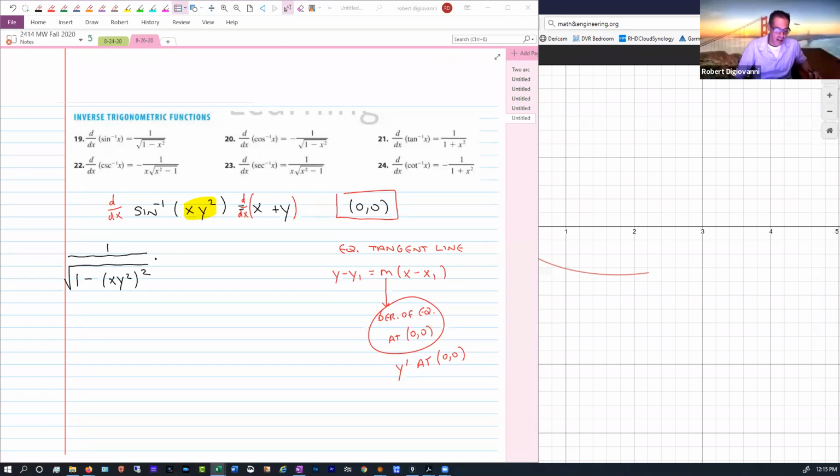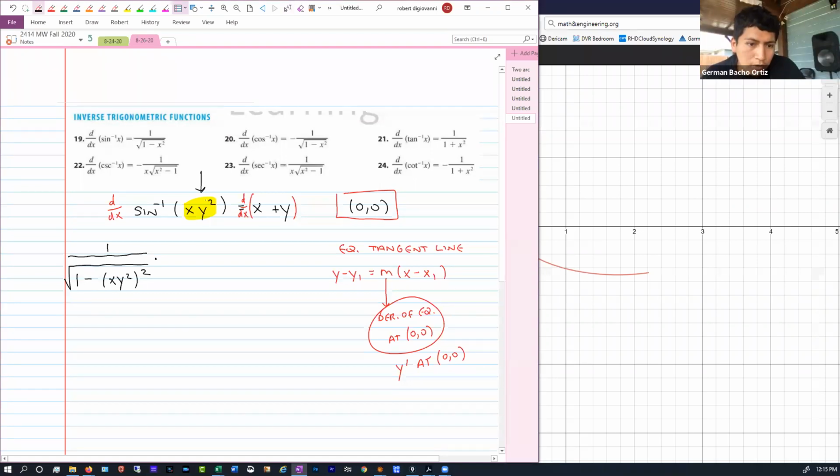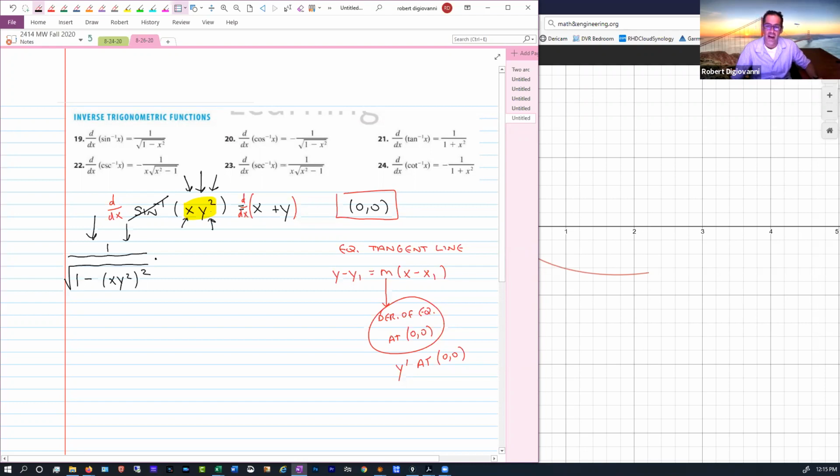All right, German. So German, we've got to take the derivative of this yellow part to finish off the chain rule. So what do you see in there that we're going to have to use in order to take the derivative of x times y squared? Well, if it's asking for the sine minus 1, are we going to use that same equation? Well, we already did the derivative of the arc sine. That's this part, okay? What we're focusing our attention on now is this part in yellow. So we've got to take the derivative of that.